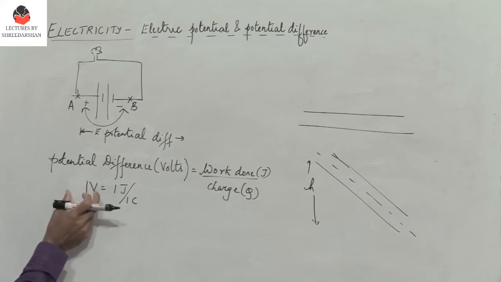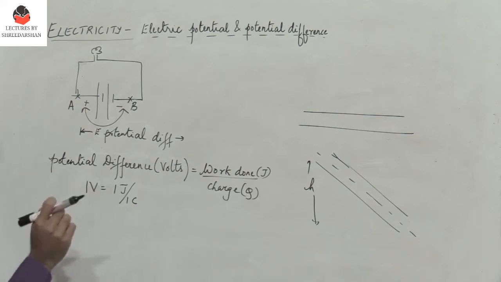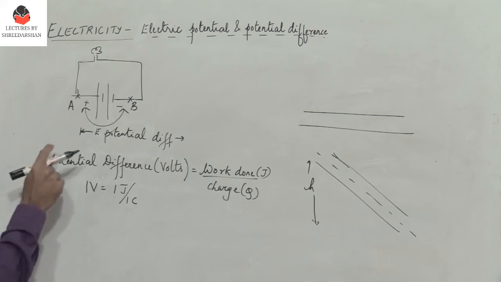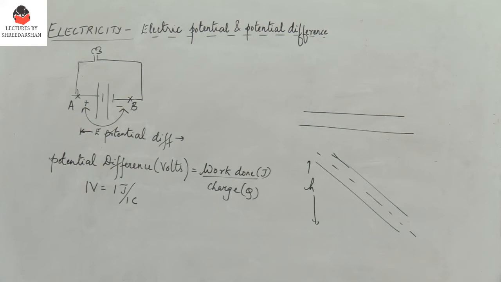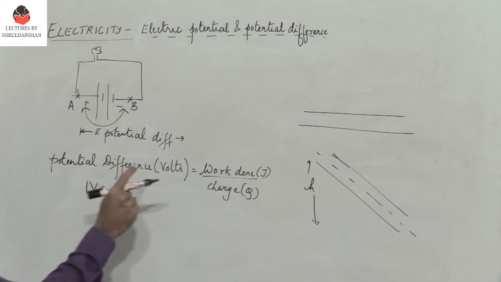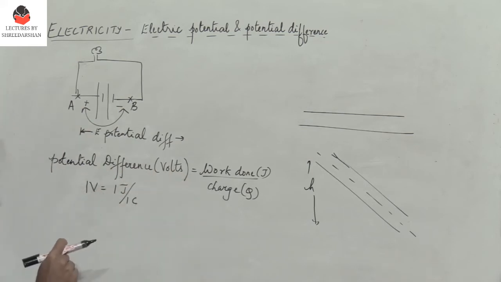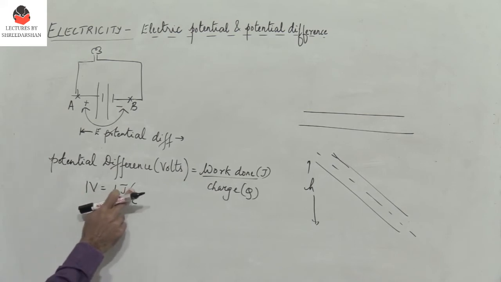Again, let me repeat. What is 1 volt? How do I define 1 volt? 1 volt is the potential difference between any 2 points of a conductor when 1 joule of work is done to move 1 coulomb of charge from one point to another. Therefore 1 volt equals 1 joule divided by 1 coulomb.